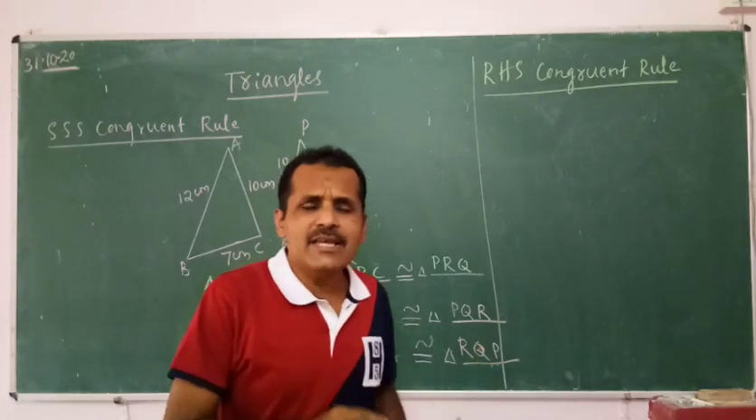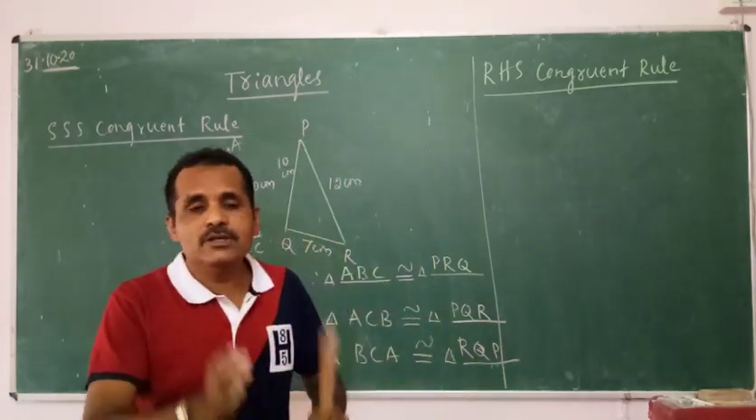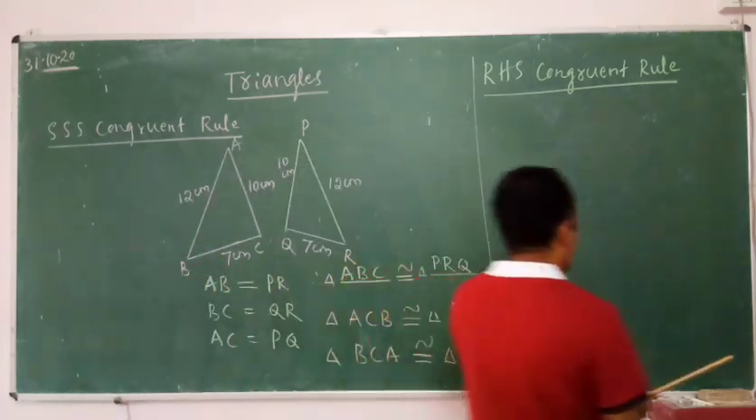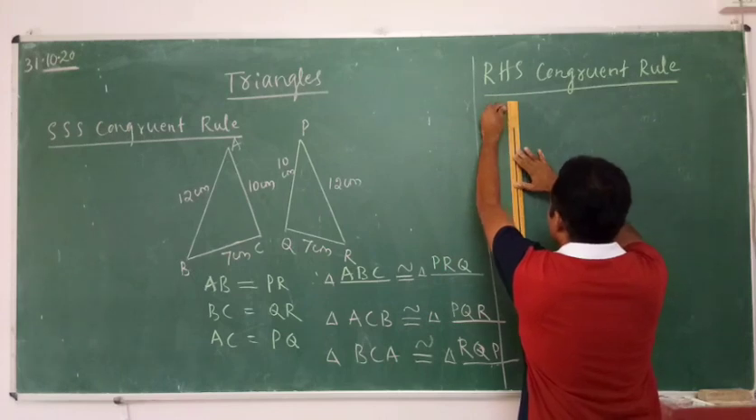The name itself says RHS, right angle hypotenuse side. Right angle, hypotenuse and side. Come on, let us make one figure.